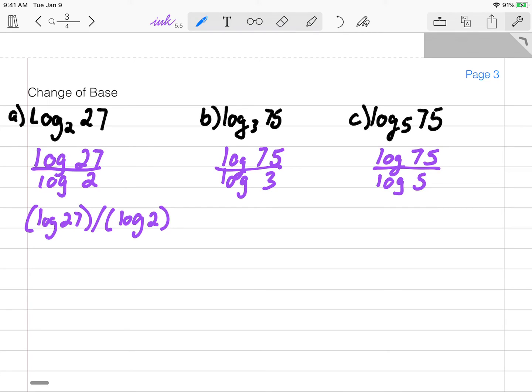Sometimes I won't ask you for the actual answer. I will just ask you to write out the change of base so that I can see that you know how to change the base. So it's important to know that this means the same thing as the log of 75 over the log of 5.